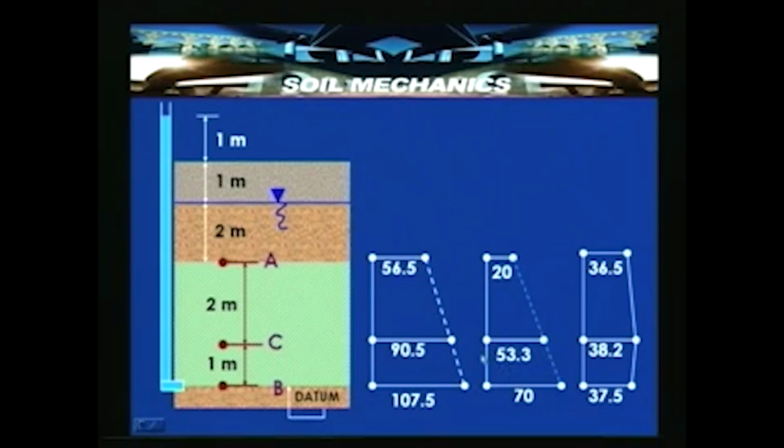At this particular point, there is energy which has been lost from B to C. Because of that, the total stress is 90.5, the pore water pressure is 53.3, and the difference of total stress and pore water pressure yields an effective stress of around 38.2. So, this is the effective stress distribution sigma dash, this is the pore water pressure distribution, and this is the total stress distribution.